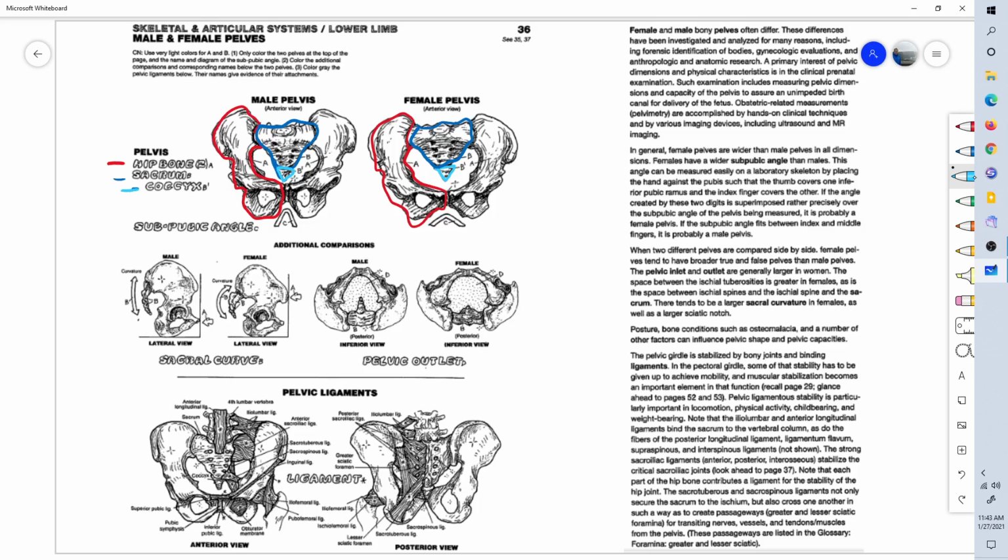And let's go over the ways in which they differ. First, the subpubic angle. Sub meaning below, pubic meaning the pubis, the pubic bone. Remember, here's your pubic bone right here. And this is the subpubic angle. Notice in women that the subpubic angle is greater. It's a broader, greater angle. The male pelvis, it is more acute.